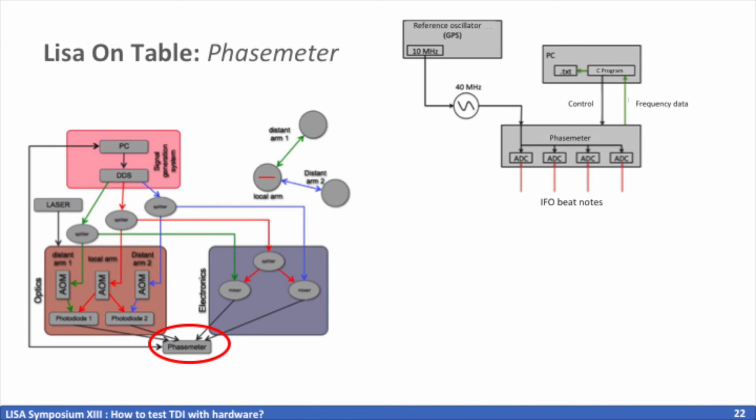The phase meter is a prototype developed at the Albert Einstein Institute in Hanover. It can be controlled by the computer and provides a file containing, among other things, amplitude and beat note frequency. The method used for this measurement is based on a phase-locked loop. It is also synchronized with a GPS reference oscillator at 40 MHz. Then, TDI is applied to these outputs with MATLAB.